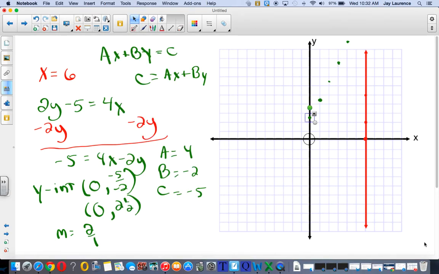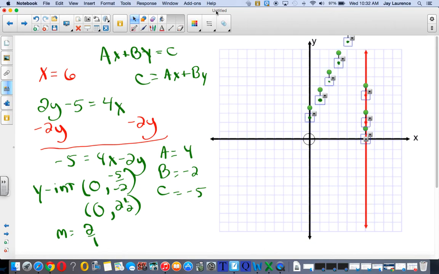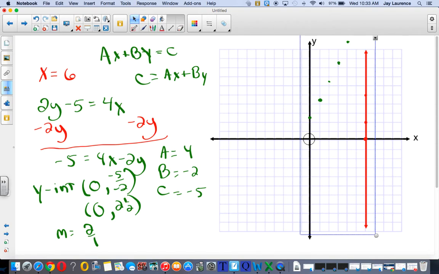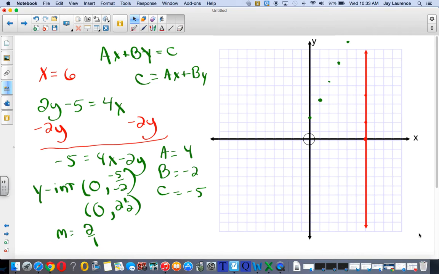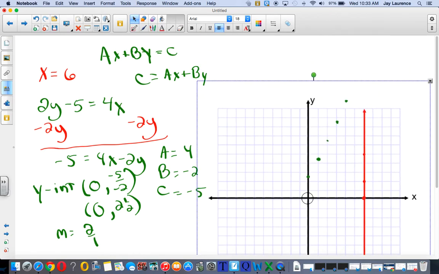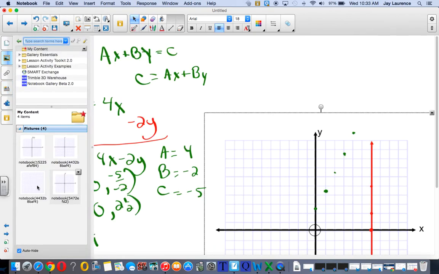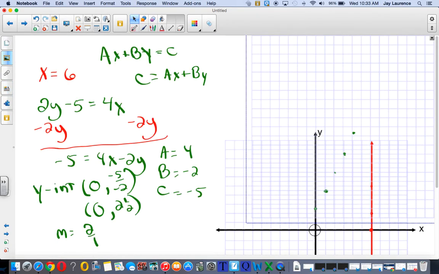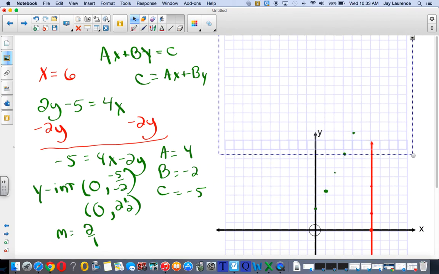Something's going on here. We've got a little possessed smartboard happening. All right, let's put all those together. And let's unlock him. All right, see if we can't grab them together there. And I'm going to lower this. There we go. And see if I have some plain old graph paper here. Is it the same size? Yeah, I think it is. Hopefully.